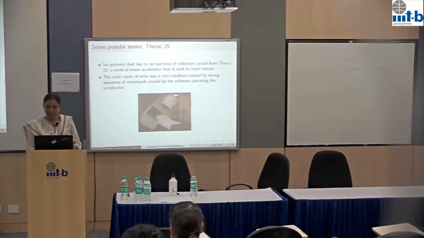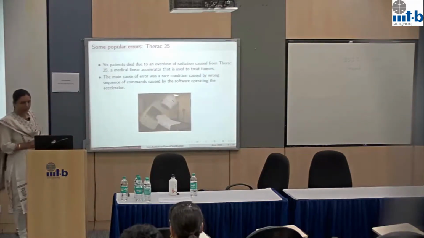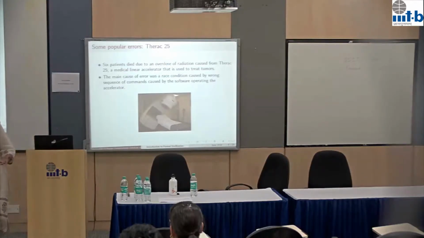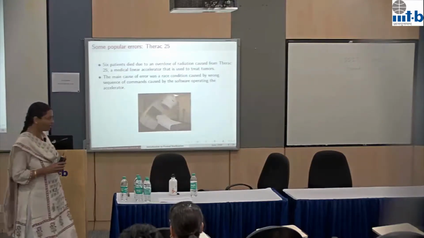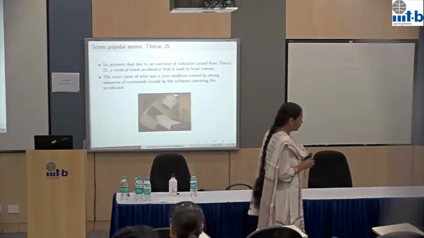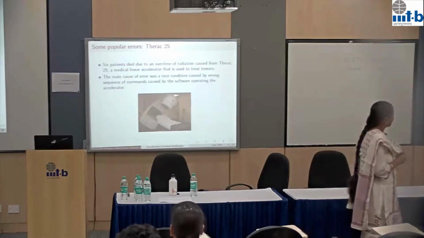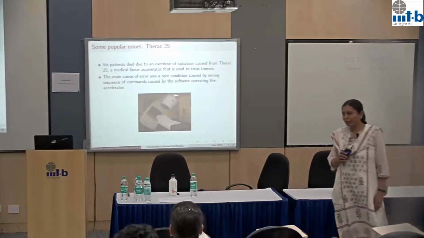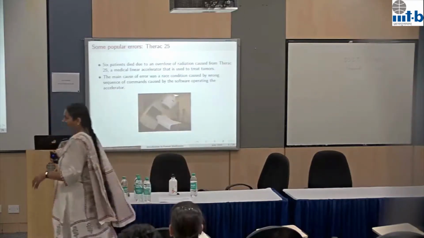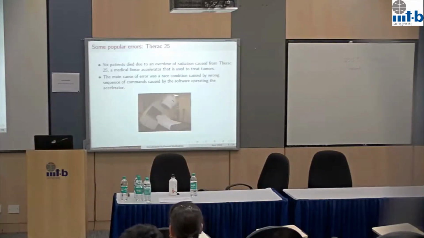So another unfortunate thing that happened, this is also a little old. There are these radiation machines. The biggest company that makes these machines are GE, General Electric and Philips. Therac 25 is a radiation machine that gives radiation doses to cancer patients. And so six patients died because instead of giving a specific amount of radiation, it overcalculated and gave extra radiation. So the reason of this mistake was a software error.